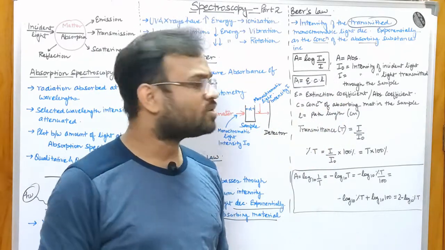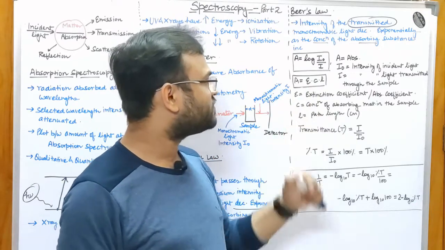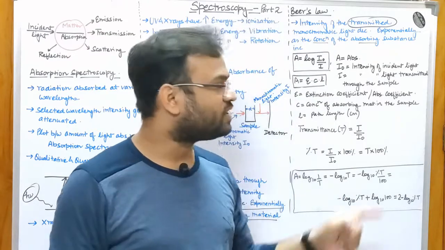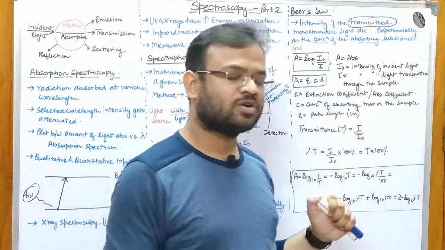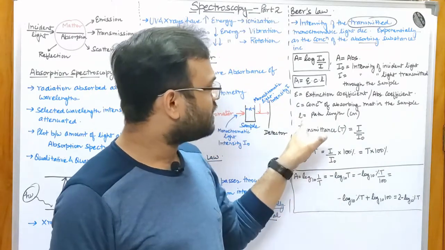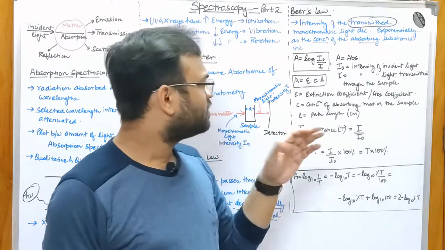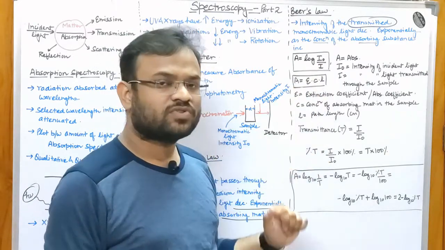Another formula for absorbance is epsilon C into L. What is epsilon? Epsilon is the extinction coefficient, or you also call it the absorptivity coefficient. C is the concentration of the absorbing material in the sample, and L is the path length, which is given in centimeters. These are the two formulas for absorbance.